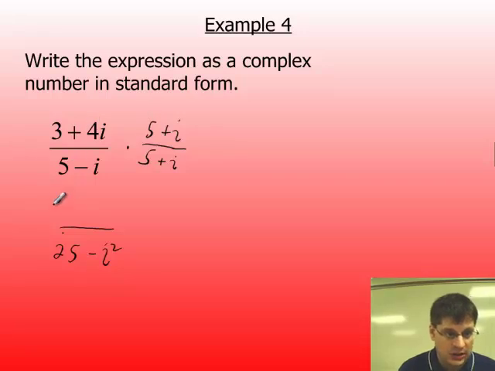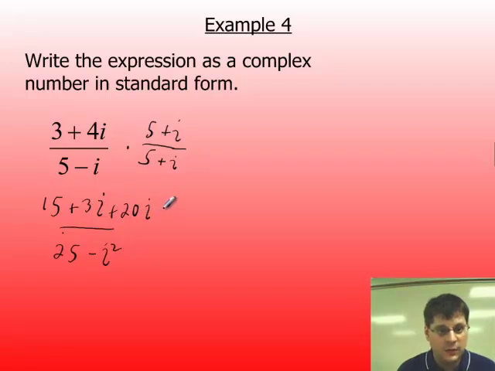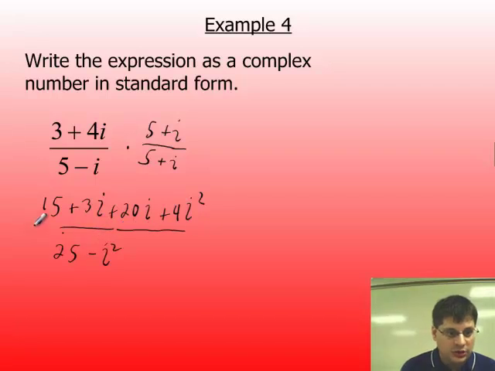Now, in the numerator, we're going to distribute the 3 to both parts. So we're going to say 3 times 5, which is 15, 3 times i, which is plus 3i. Now we'll deal with the 4i, so 4i times 5 is 20i, and then 4i times i, which is going to give us a 4i squared.